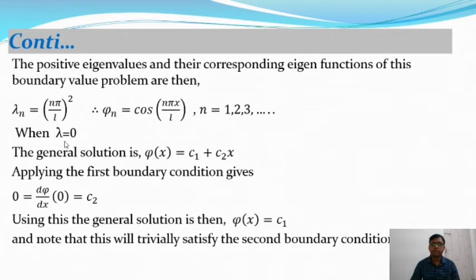After that we will take lambda equal to 0. In that case the general solution of phi will be c1 plus c2 x. Applying the first boundary condition, d phi dx of 0 equal to 0, we get c2 equal to 0. That means the general solution is phi x equal to c1, where c2 is equal to 0. Note that this will trivially satisfy the second boundary condition. Why? The solution is constant, so if we put in the boundary condition, it will remain the same.